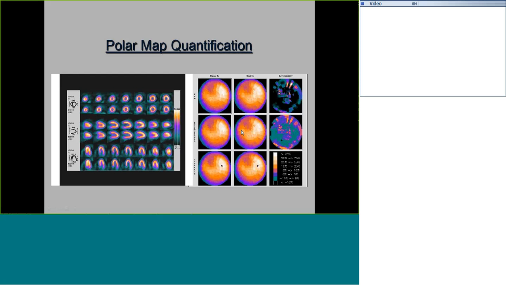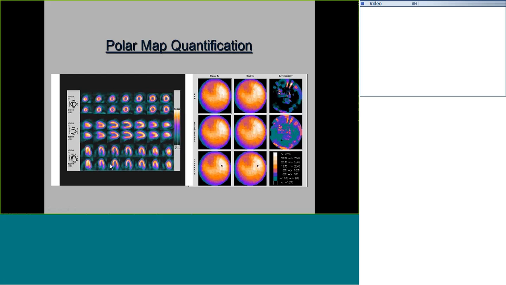Once again, I like to highlight that polar maps are only a surrogate marker for presence or absence of reversible ischemia, and the interpretation, especially in children, is almost always visual using the conventional interpretation of stress rest images. Short axis, vertical and horizontal long axis images are being used for that purpose.